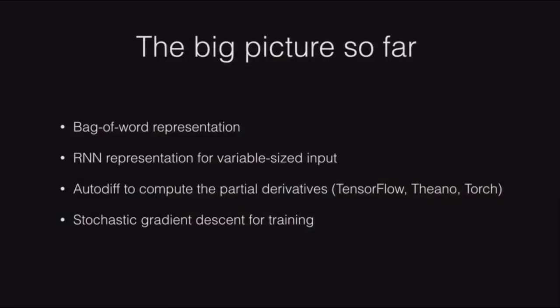Now, okay, so what's the big picture? The big picture is I started with bag of words representations. And then I talked about RNN as a new way to represent variable size input that can capture some sort of ordering information. Then I talked about auto differentiation so that you can compute the partial derivatives. And you can find auto diff in TensorFlow or Theano or Torch. Then I talked about stochastic gradient descent as a way to train the neural networks.